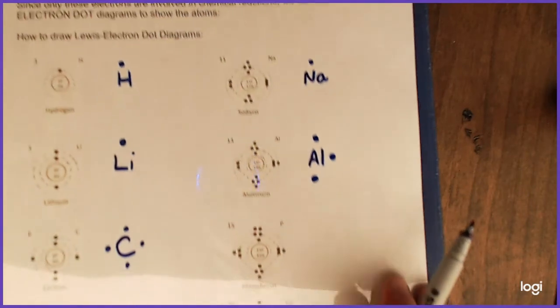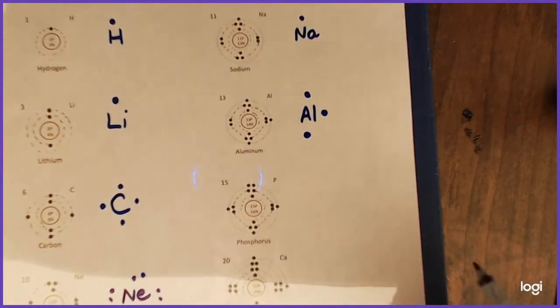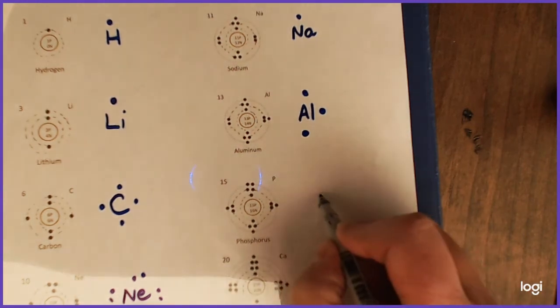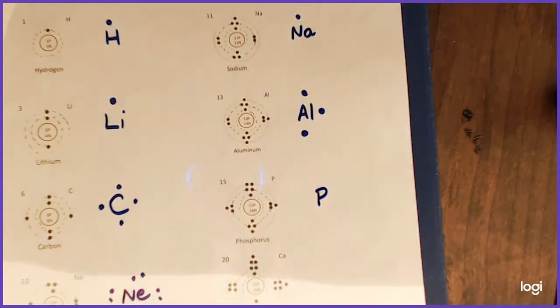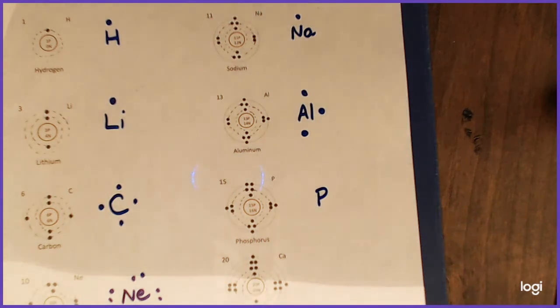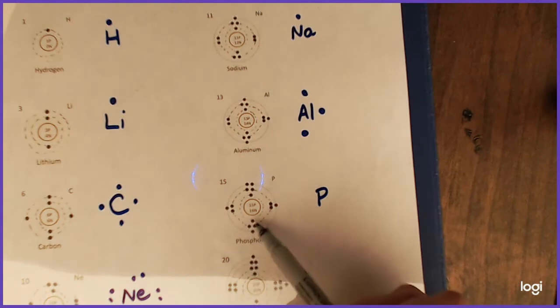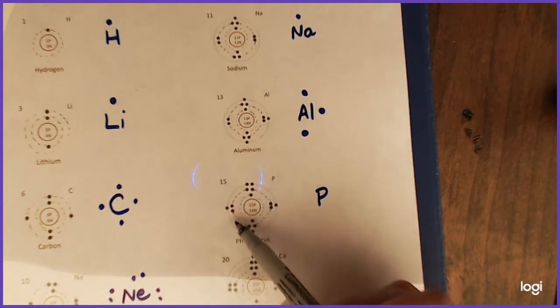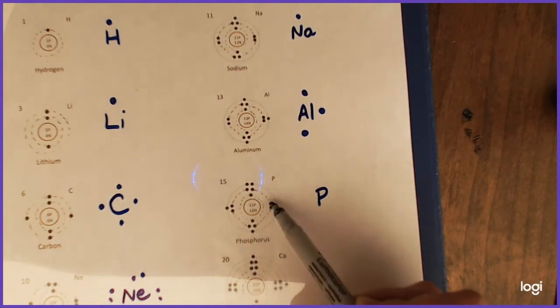Let's do phosphorus next. So we've got phosphorus, we've got 15 protons, 16 neutrons. So let's do our symbol, because we know the core has got 15 protons, 16 neutrons. We don't need to draw it out all the time. Our innermost energy level is completely full. It's got the 2 electrons in it. Our second energy level has got 8. They're all paired up, so no one's going to be causing problems there.